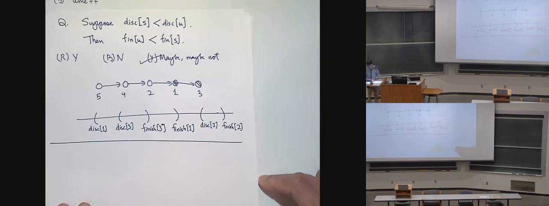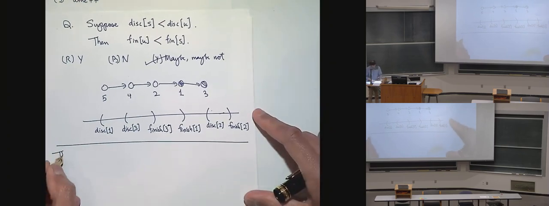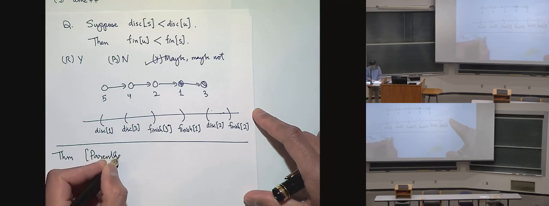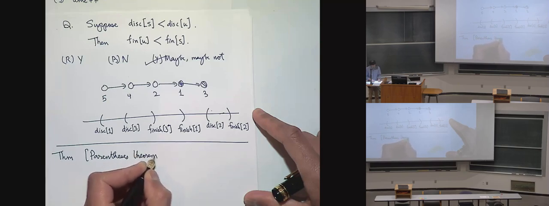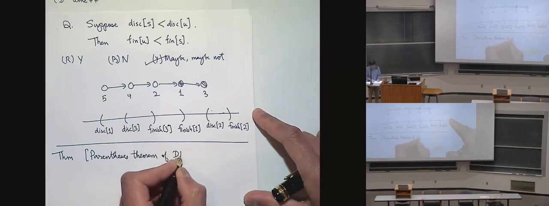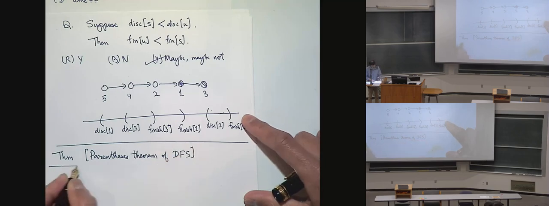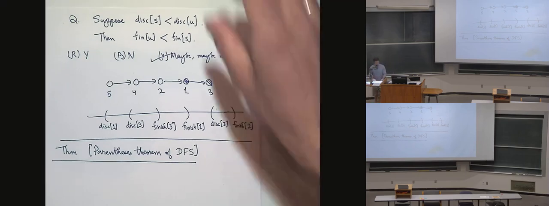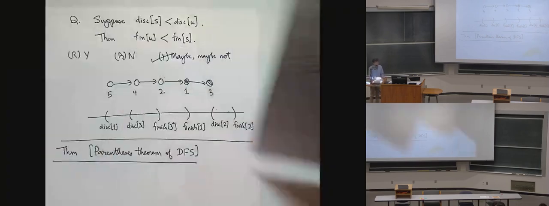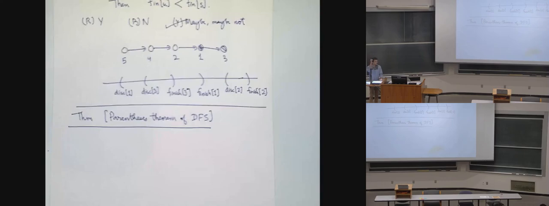Okay, so I'm going to state a theorem here, and I call this the parentheses theorem of depth first search. I am not going to explicitly write out the proof, but by now, with all of these examples, I think the idea should be fairly clear. If you really want to read it up formally, it's there in the textbook.